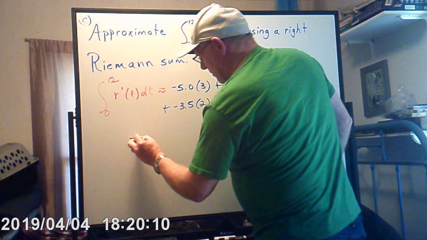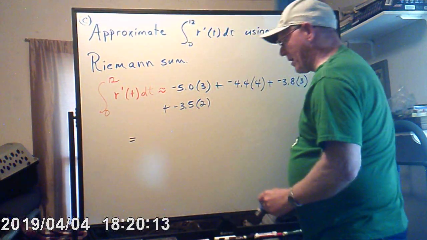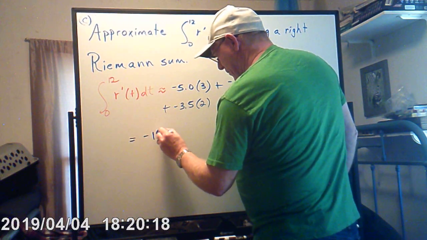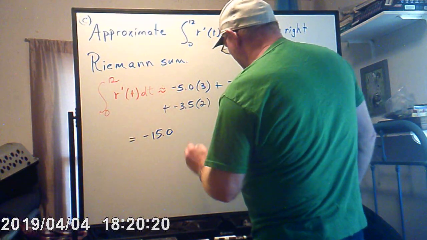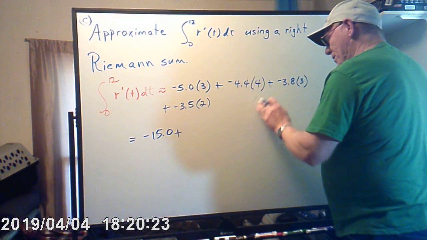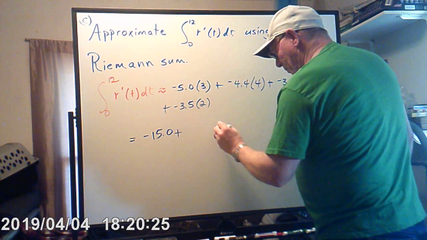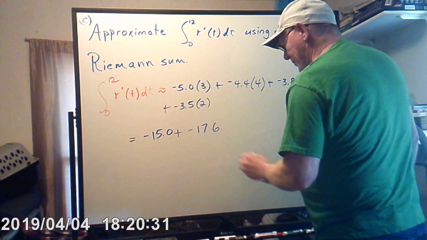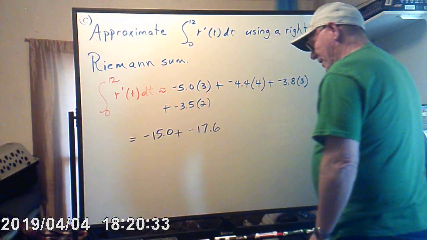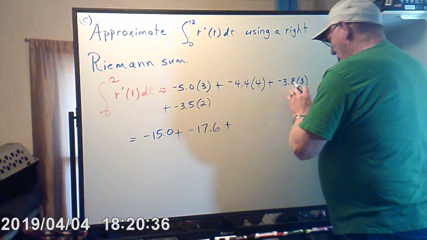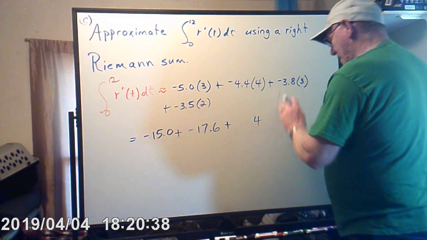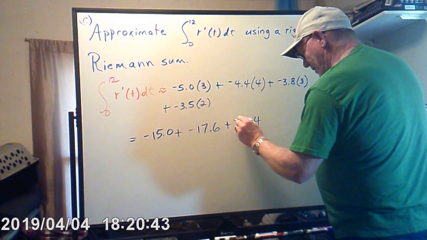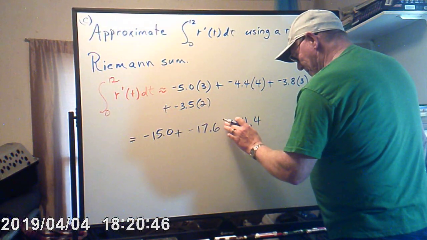Now, let's just see what this equals. We're going to finish this off. Negative 5 times 3 is negative 15. If you want to put the 0.0 there, you can. That's all right. Negative 4.4 times 4. 4 times 4 is 16, and 1 is 17. Put a negative sign. Don't forget that. Negative 17.6. 3 times 8 is 24. 3 times 3 is 9. 10, 11. So negative 11.4. Okay.